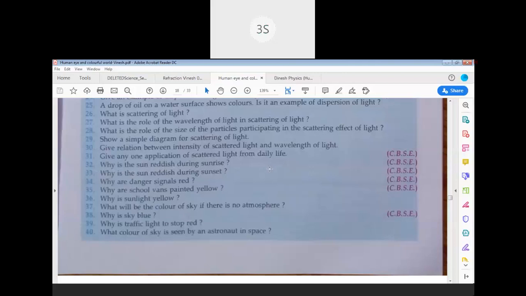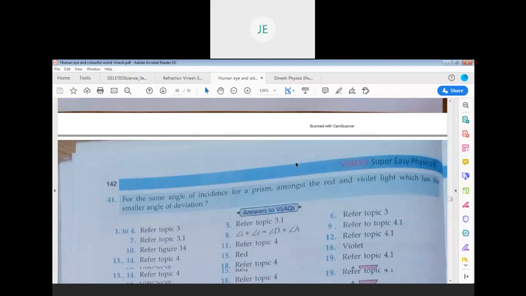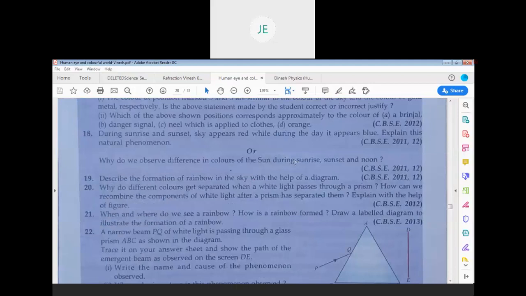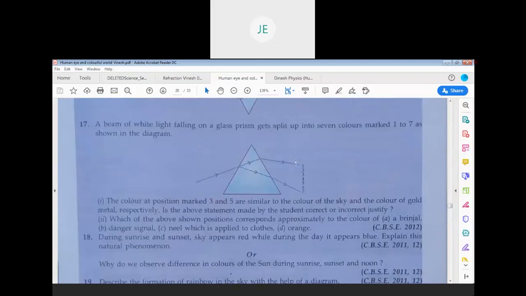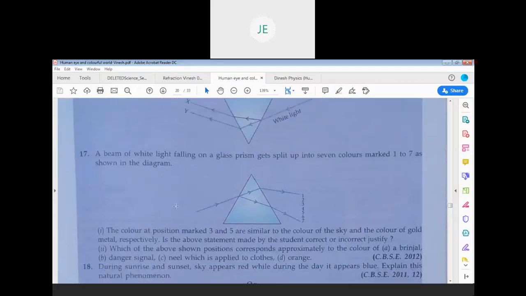Yeah, 17th one, you answer. Seventeenth is wrong because sky is not yellow. Sky is blue. It should be vice versa. The colors at positions marked 3 and 5 are similar to the color of the sky and the color of gold metal.